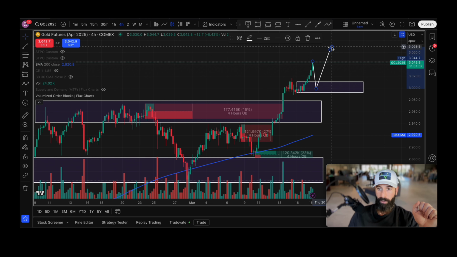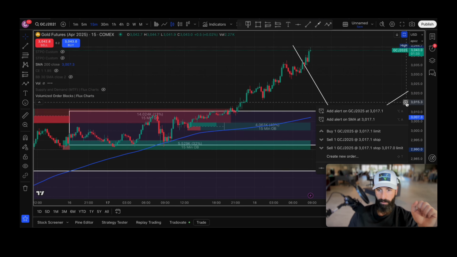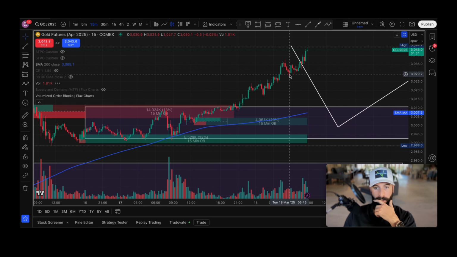Now if I want to trade within the day, I'm going to go to the 15 minute interval, and I'm going to see where the possible entry is.